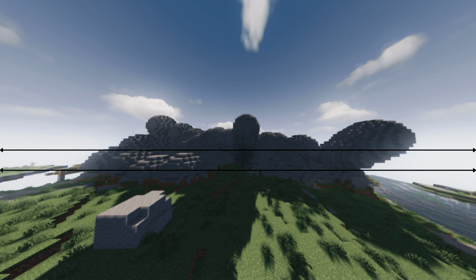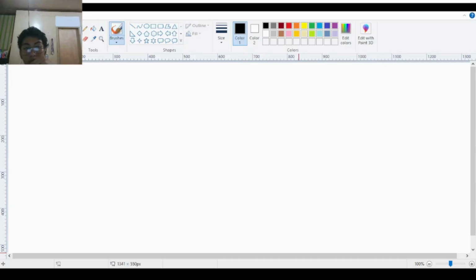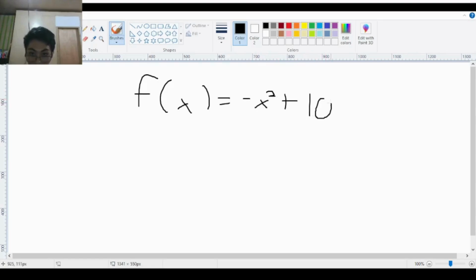First, we gotta divide the mountain into horizontal slices. Second, measure the area for each slice. And third, calculate the total volume by summing these areas. So let's say, for example, our mountain function is f of x equals negative x squared plus 100. How can we find the integral of this function?